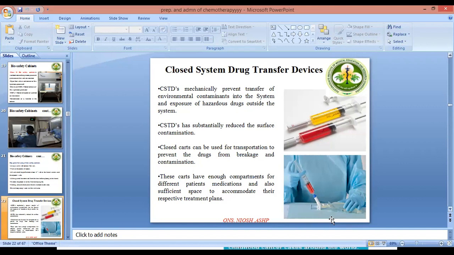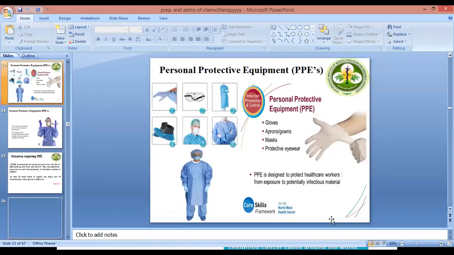Closed carts can be used for transportation to prevent the drugs from breakage and contamination. These carts have enough compartments for the different patients' medication, with sufficient space to accommodate their respective treatment plans. So it's very useful. What PPE we should wear and how to wear it, we will discuss one by one.